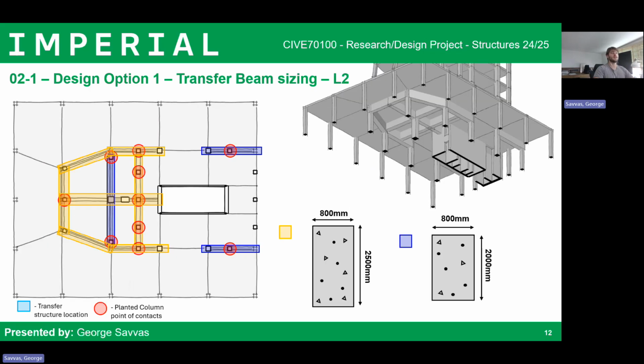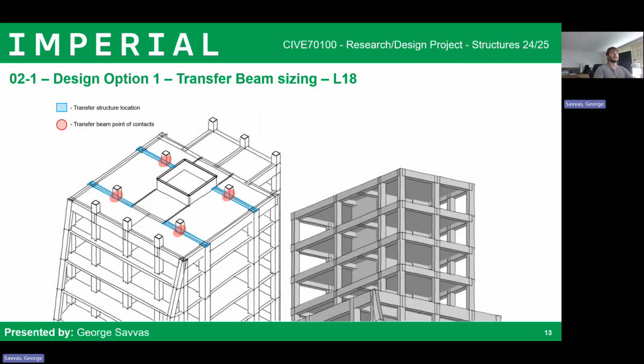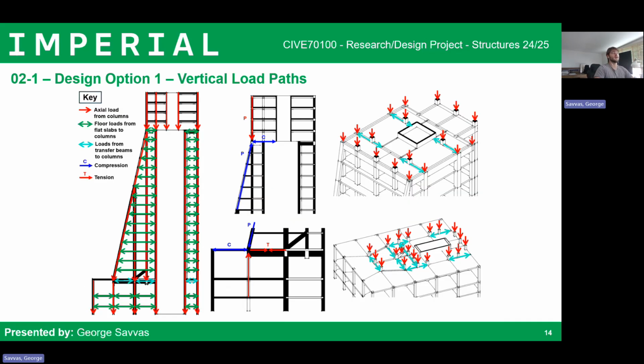On level 2, as shown in the schematic, two types of standardized transfer beams are identified, a very deep 800 by 2500 mil section and an 800 by 2000 mil section, which were distributed as shown depending on the planted columns they supported. Like level 2, level 18 had a standard dimension transfer beam, which was sized as 800 by 1200 mil deep sections.